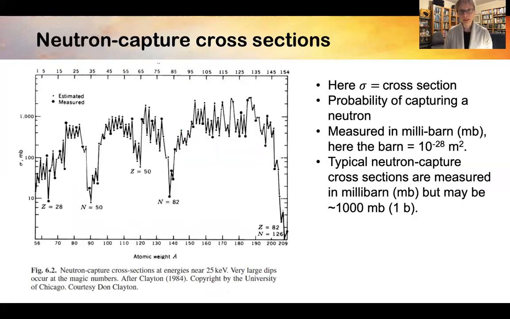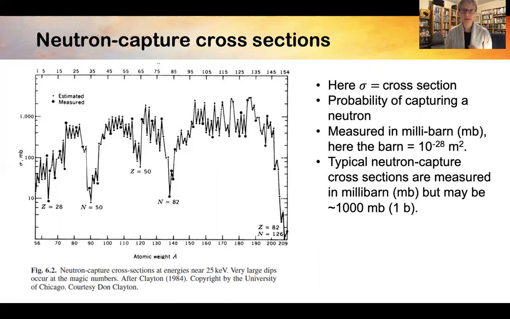So what do we see if we look at the neutron capture cross sections? This is a fairly old plot, but I really like it. This is from Donald Clayton from his textbook. We have atomic weight on the x-axis versus the neutron capture cross-section in millibarns, where 1 barn is 10 to the minus 28 meters squared.